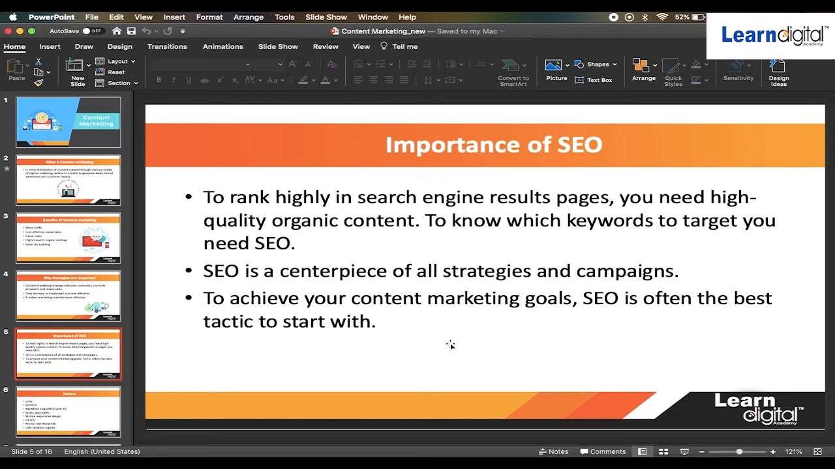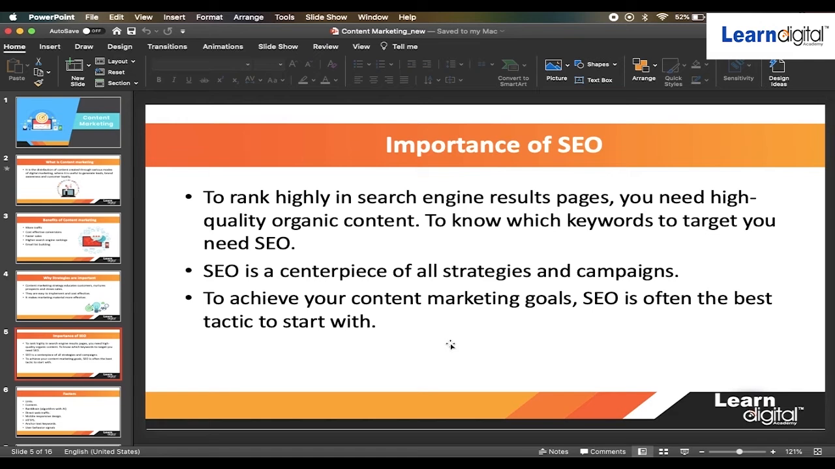Now, what is the importance of SEO? To rank highly in search engine result pages, you need high quality organic content. Very much true. This thing can actually be learned. Once you are done with the SEO, you will realize how important content is, and it is the centerpiece of all the strategies and campaigns.